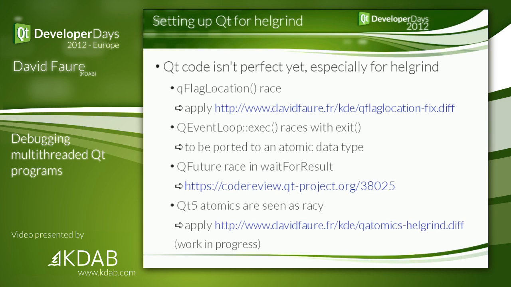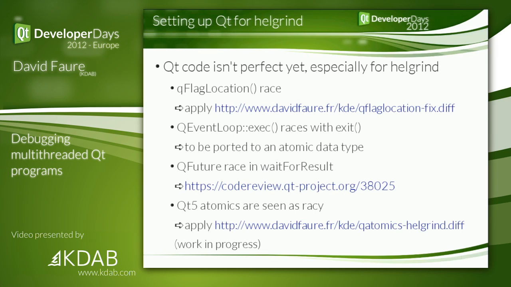So I'm working on that patch. I'm waiting for some feedback from the Helgrind developers because I'm, of course, hitting some bugs in Helgrind as well. At some point it will be possible, but you can already use this patch for Qt, not for Helgrind, so that the markup is added so that Helgrind doesn't say anything about the atomics.